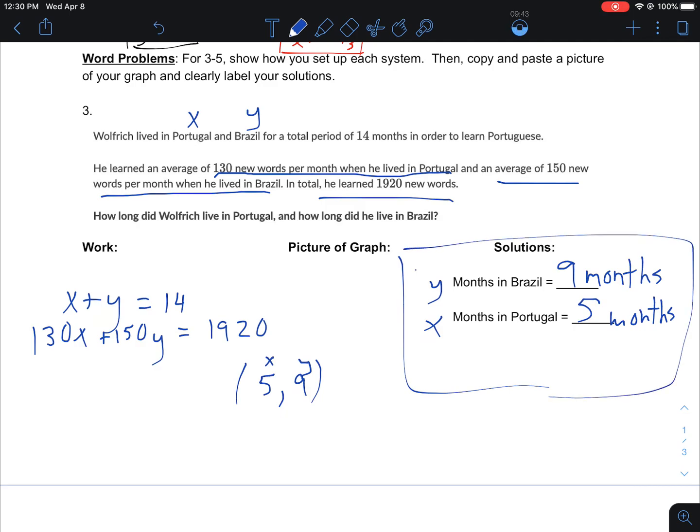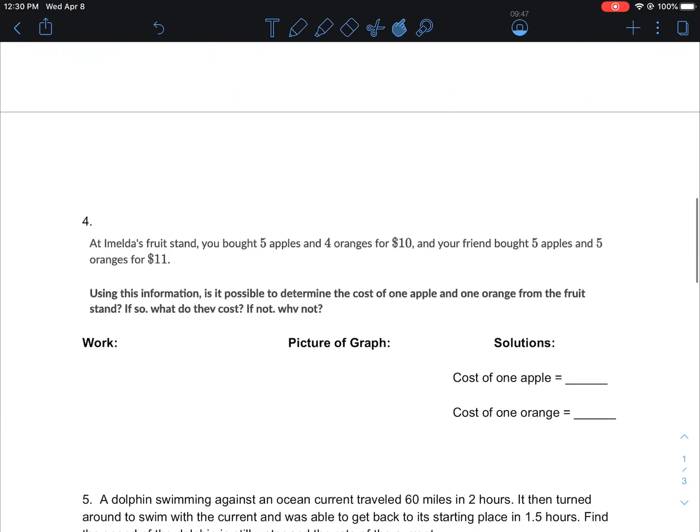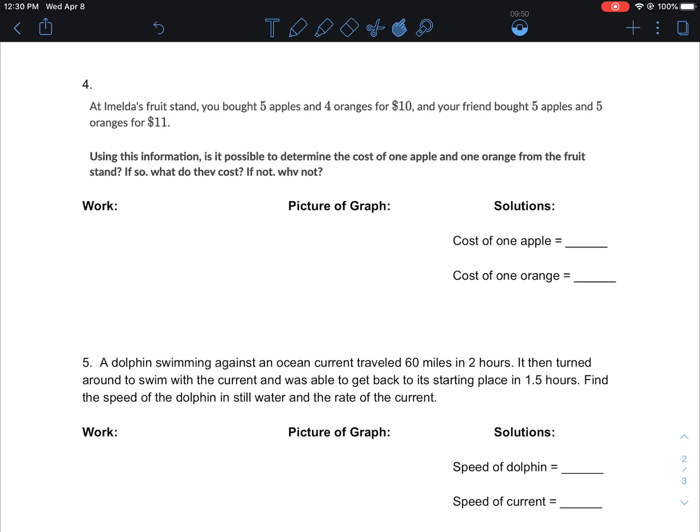So let's look at 2 different kinds of questions and how we would set those up. So number 4 is probably the easiest system. It'll talk about an amount, and a price, and then a different amount, and a price. So the way that's organized, I would simply do the following. Apples is the first fruit they talk about. I'll call that X. Oranges is the second.